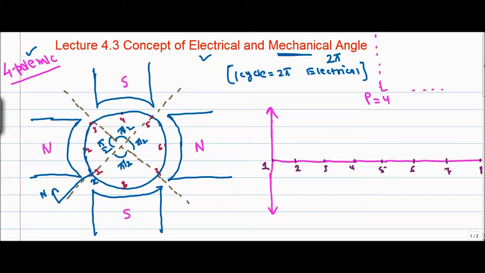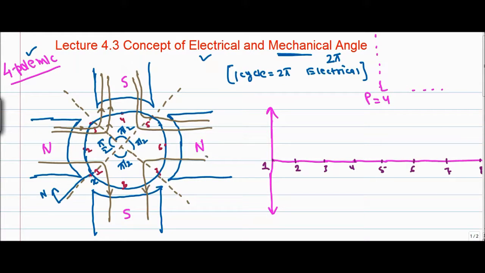If we draw the direction of the flux at this point, it is going like this fashion. From this north, the flux is moving and going toward the south side. Similarly, it moves and goes toward the south side. This is the direction of the flux at this point. Similarly, from this north, it is moving and going toward the south.